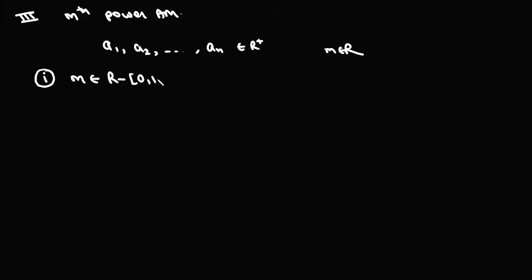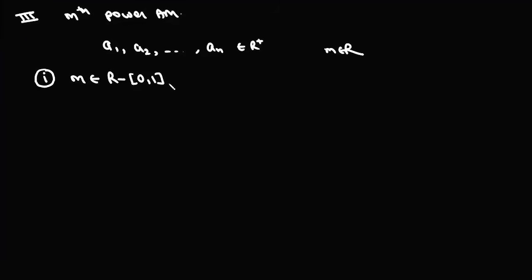So if we have n positive real numbers, say a1, a2, a3 up to an, and they are all positive real numbers, and we have a real number m, then we have 3 cases depending on the value of m. The first case is if m belongs to R minus {0, 1}, that is either m is less than 0 or m is greater than 1.